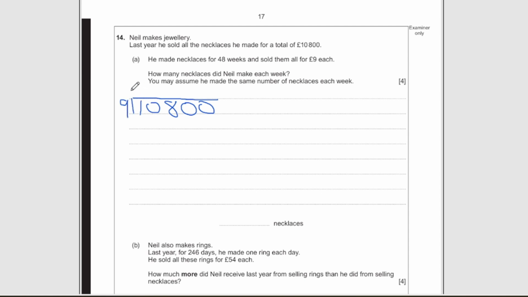How many 9s go into 1? That's 0. Carry the 1 across. How many 9s go into 10? That is 1. Carry the 1 across again. How many 9s into 18? That's 2. And then 0, 0. So 1,200. So 10,800 divided by £9 each. That means in total, over all 48 weeks, he made 1,200 necklaces. In total. What we need to do now is divide by 48.